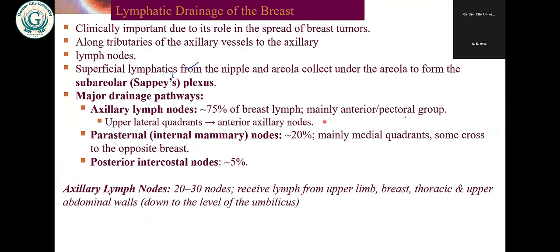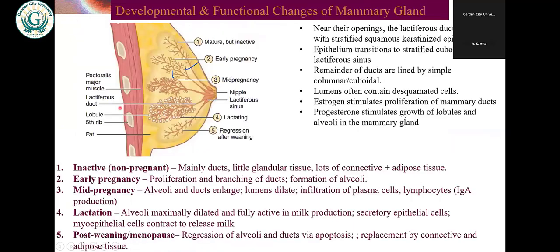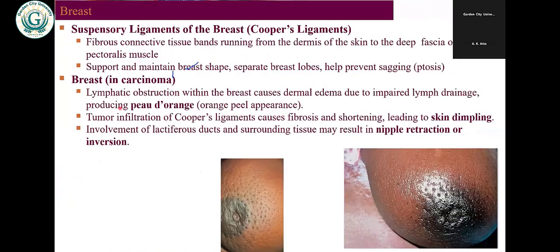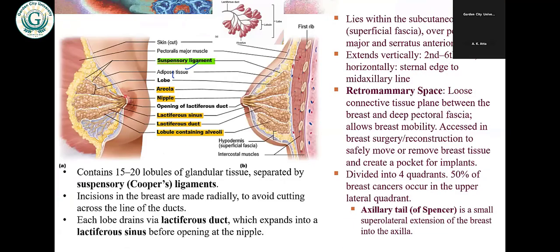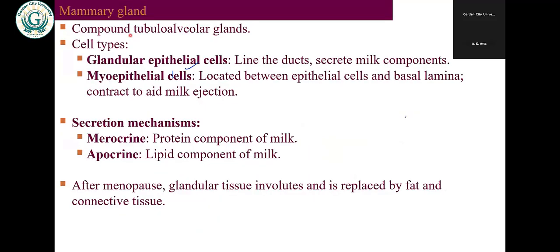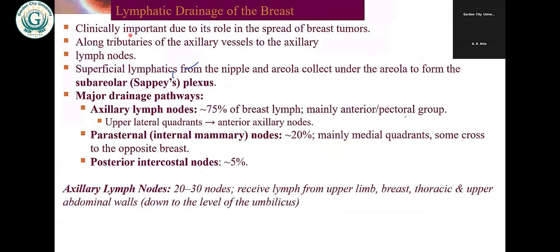Now, the lymphatic drainage: about 75% all drain to the axillary lymph nodes. And of course, if you are saying the axillary lymph nodes, that starts to explain why we say that most breast cancer occurs in the upper lateral quadrant of the breast. 75% is the axillary lymph nodes.